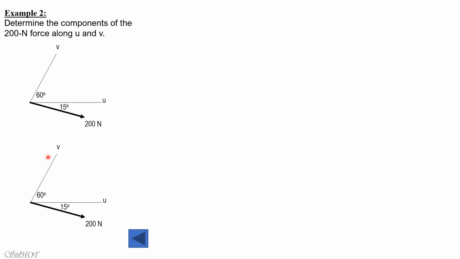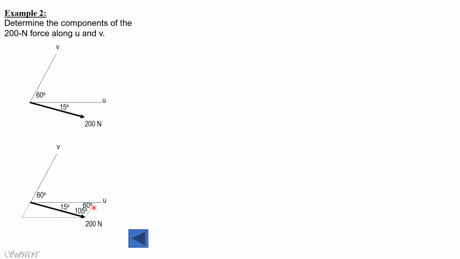So again, we form a parallelogram. From the tip of the force, we draw lines parallel to U and V axis. But the V is the negative V direction. So this angle is 60, this is 15, and this therefore is 180 degrees minus 60 minus 15. So this is 105 degrees. This is equal to this angle here because they are transversal angles, 105. So the remaining angle is 105 plus 15, 120. So this must be 60 degrees.